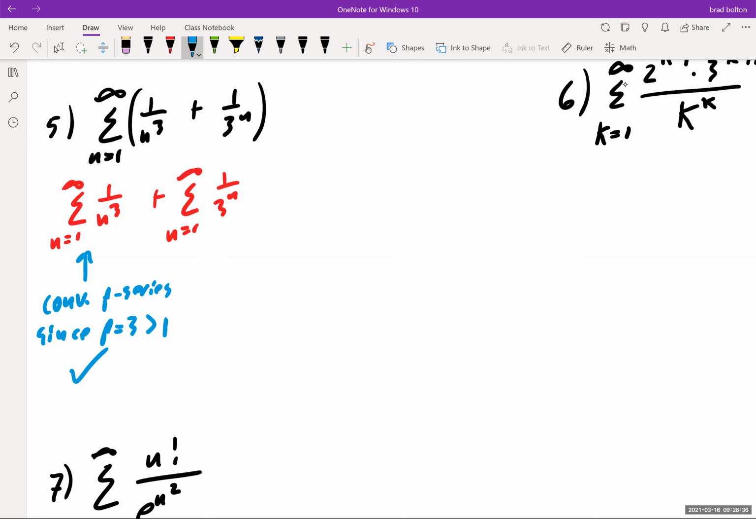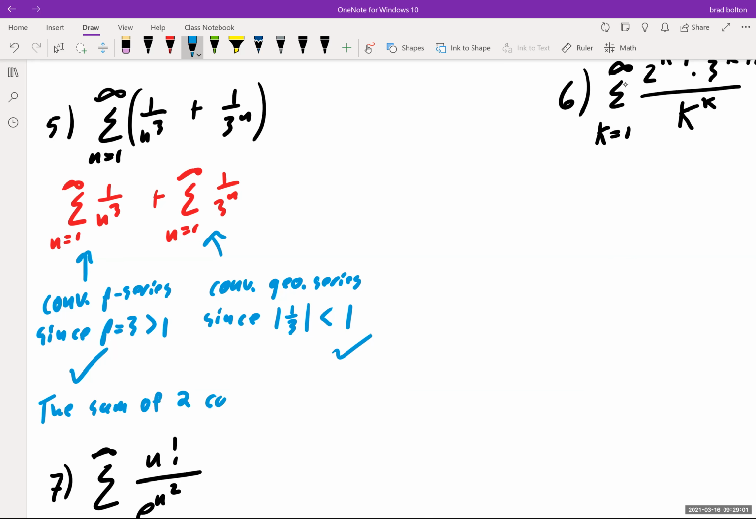So convergent. And we know that this is a convergent geometric series since the absolute value of r, which is 1/3, is less than 1. Okay, so check. So the sum of two convergent series is also convergent. Check. So that's how you could do that one. Okay, so you're allowed to split it as long as both series themselves are convergent.